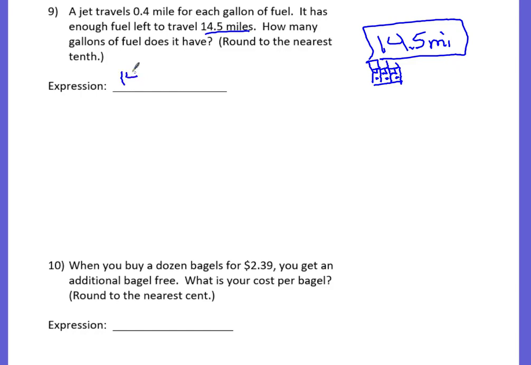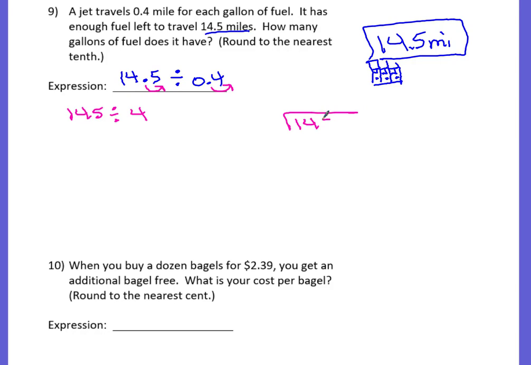So let's write our expression. The total goes first. That's our dividend. And we're going to divide it by this part, 0.4, or 4/10. This is the size of our groups. We want to know how many groups. All right, then we just do the same thing we've been doing. This is a decimal divisor. Can't have it. Change it to a whole number. Move it one place over. Then you have to do the same thing to the dividend. Now our expression becomes 145 divided by 4. And we can do the math.